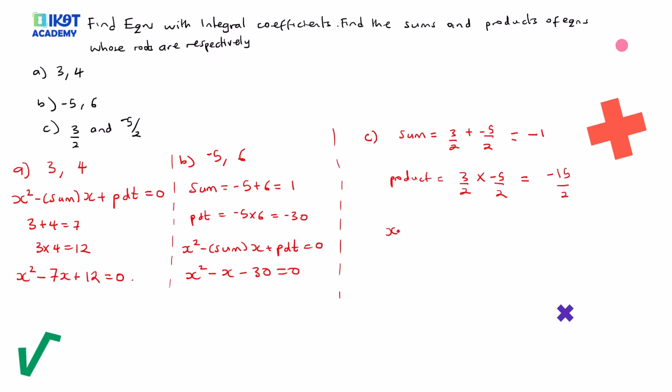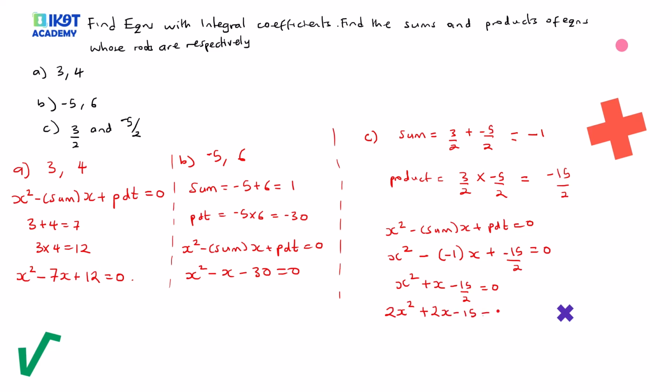So we now just come and say x squared minus the sum into x plus product is equals to 0. So this is x squared minus the sum, but now the sum is minus, so minus minus x plus the product, which is negative 15 out of 2. So now we have x squared plus x minus 15 out of 2 is equals to 0. The question said they want equations with integral coefficients, and this is not an integer, so we multiply through by 2 such that we get 2x squared plus 2x minus 15 is equals to 0.